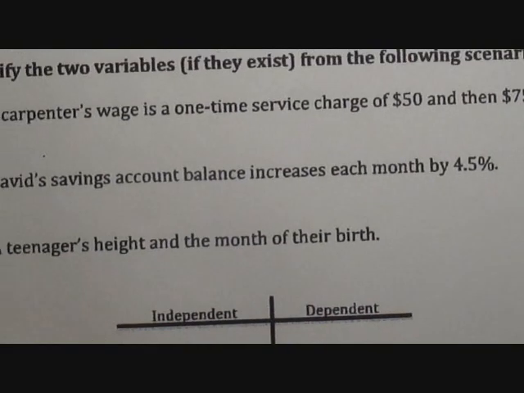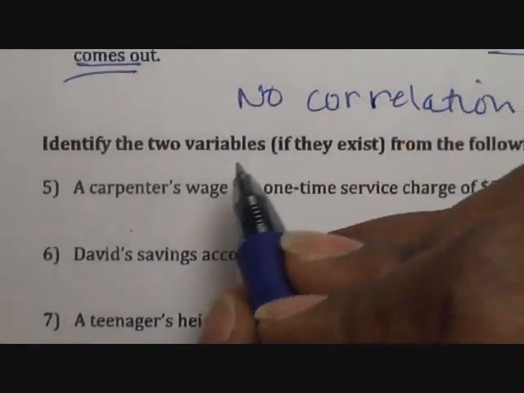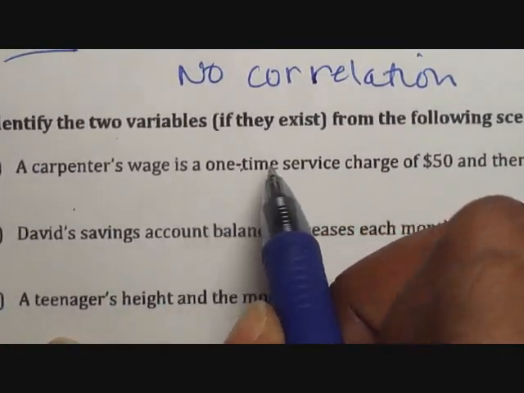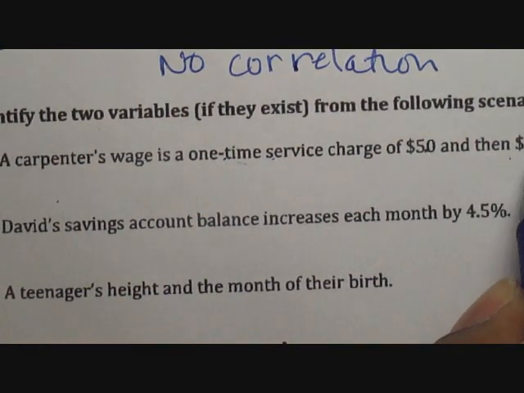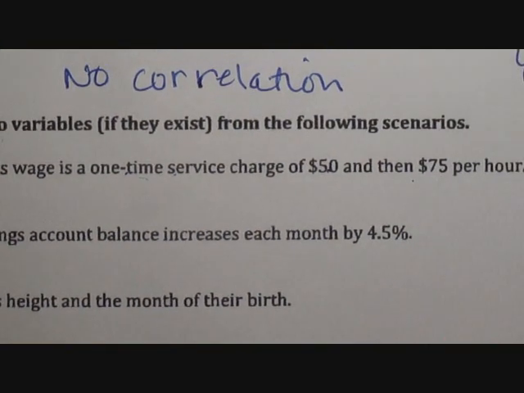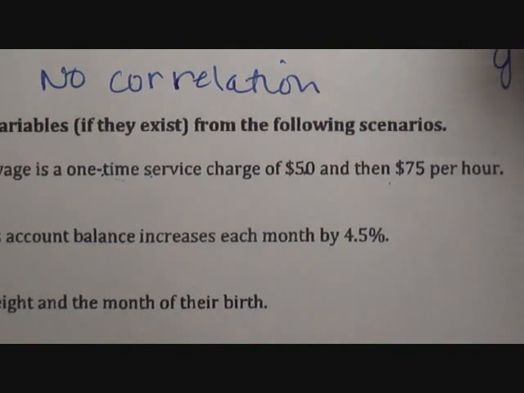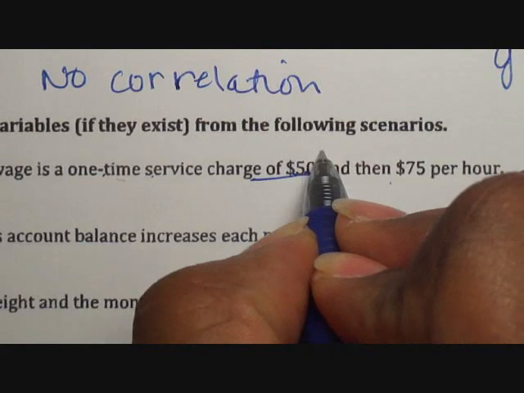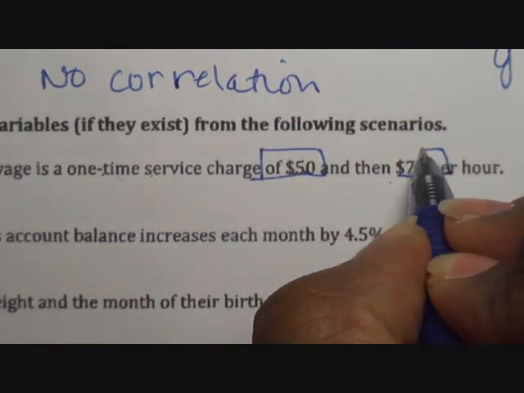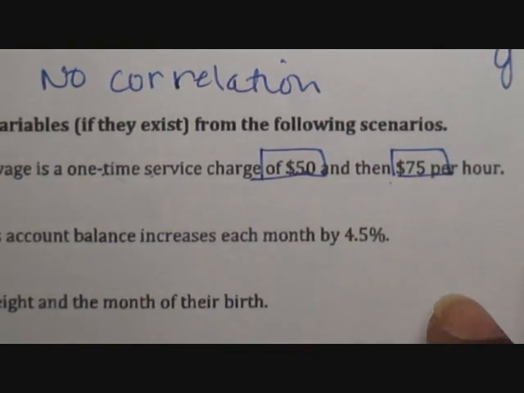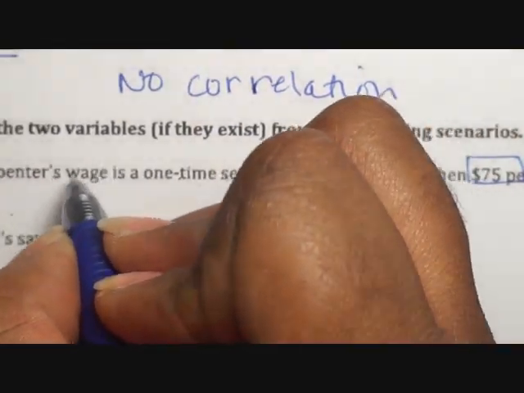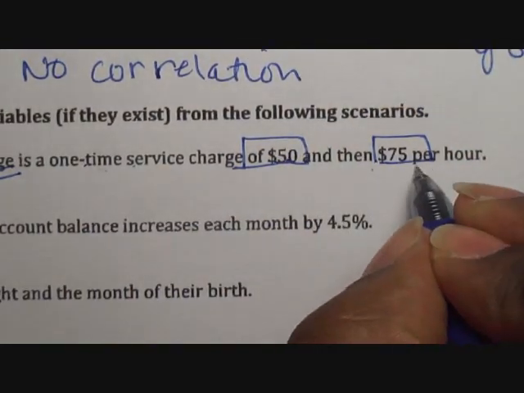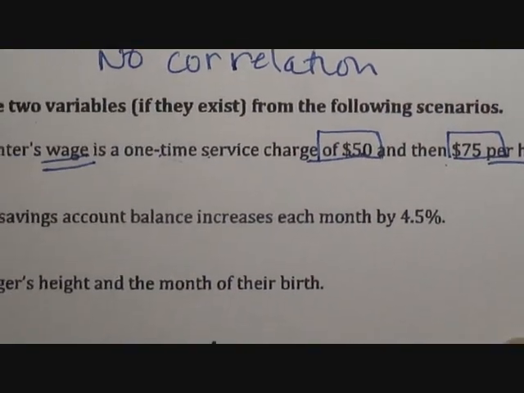Okay, let's go ahead and go to a few more examples. Number 5, we're going to identify the two variables. A carpenter's wage is a one-time service charge of $50 and then $75 per hour. We need to figure out what the variables are. And remember, up top we said the variable is something that's able to change. This $50 charge is not able to change. This $75 charge is not going to change either. The variables are actually the wage that the carpenter is going to earn, and that happens after he works a certain amount of hours. So there go our variables.